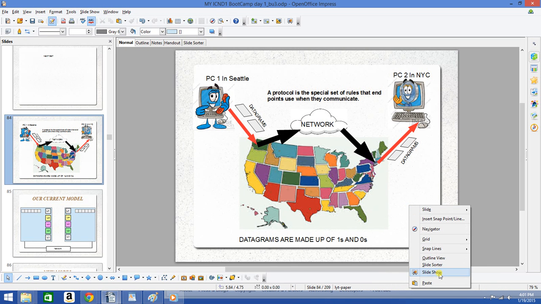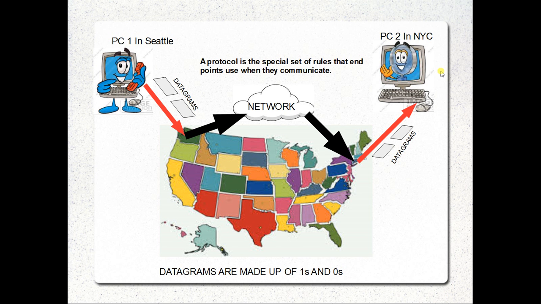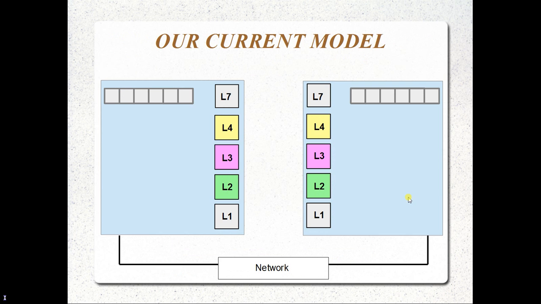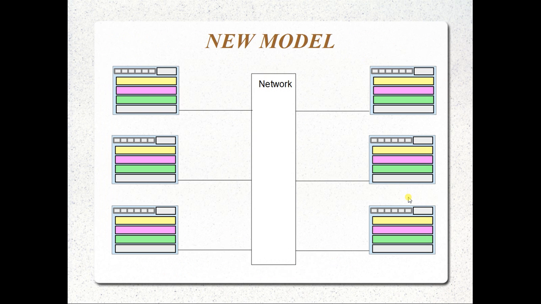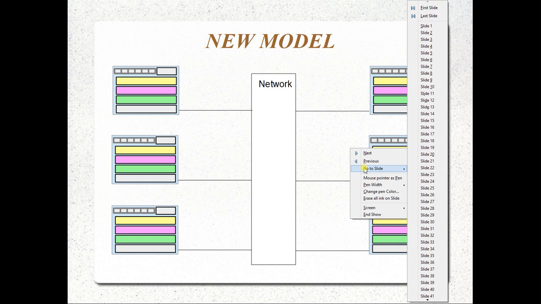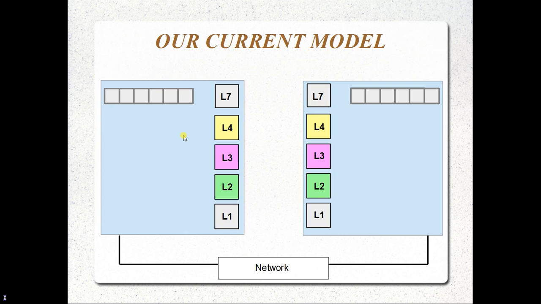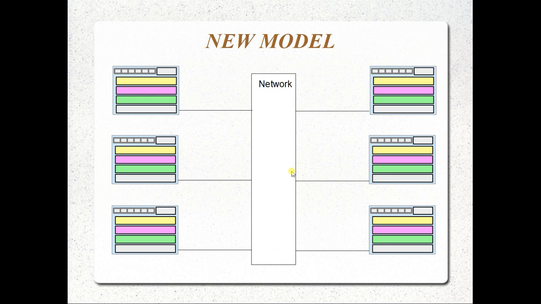Again, we have our little picture here of our computer transferring. We went through a number of things, and this is our current model. I'm going to take that current model and, just for fun, scale it down and add a few more computers to the network. So you can see here are our computers on the network. Here are our layers: layer 4, layer 3, layer 2, layer 1, and this is representing layer 7.